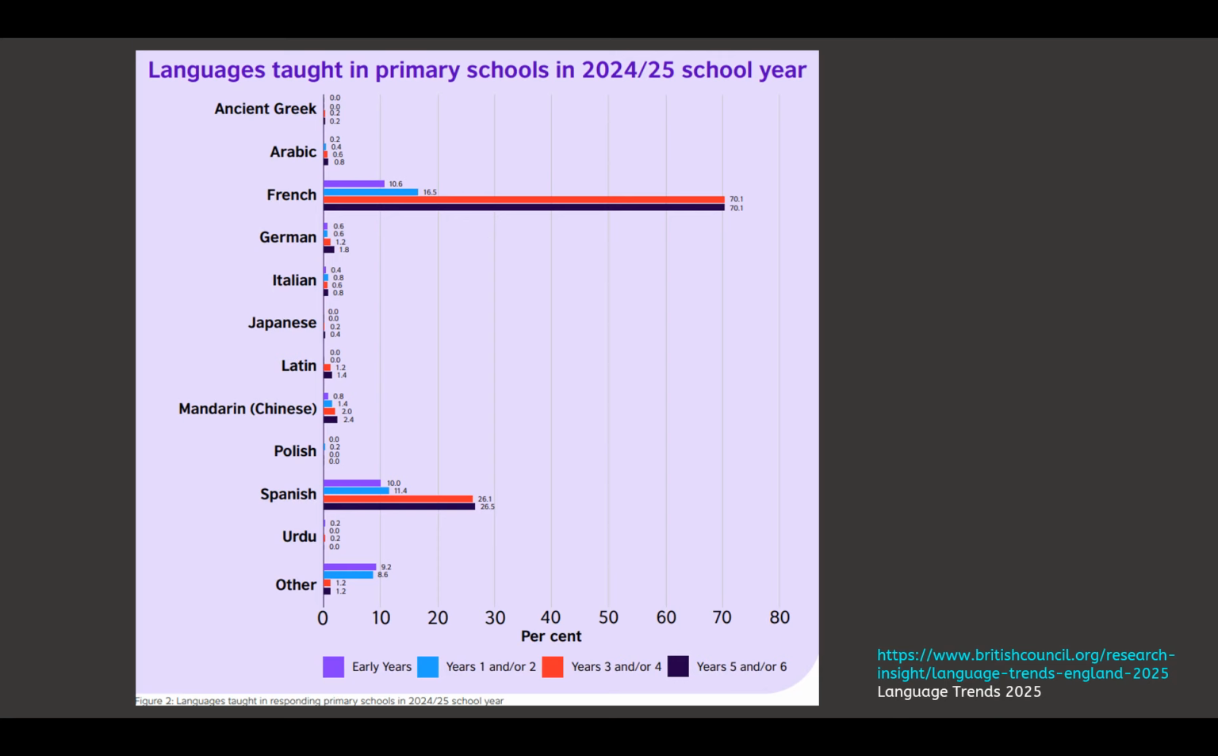French still dominates at Key Stage 2 due to a number of factors. It's historically the language that is taught in English schools. It's the language that the majority of teachers will have learned at school, and it's the best resourced. Should more primary schools be exploring a change to Spanish because of the changes taking place at GCSE and A-level?